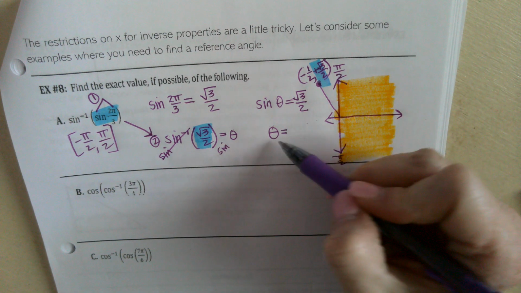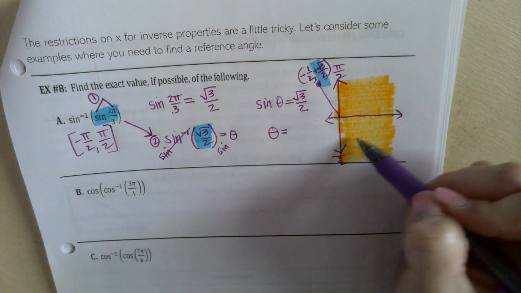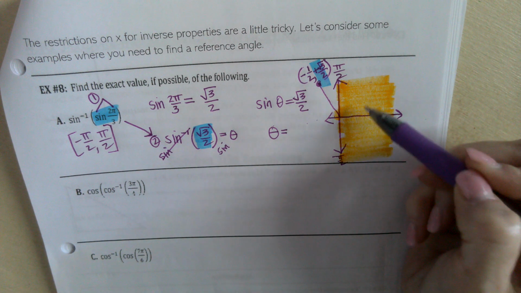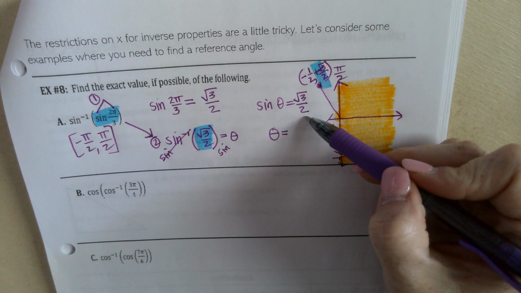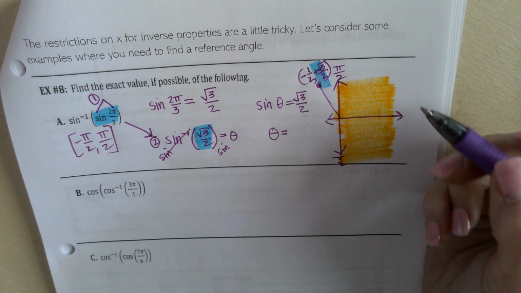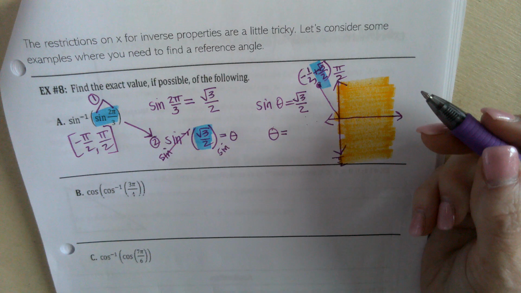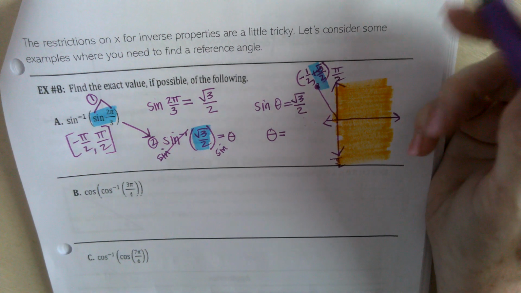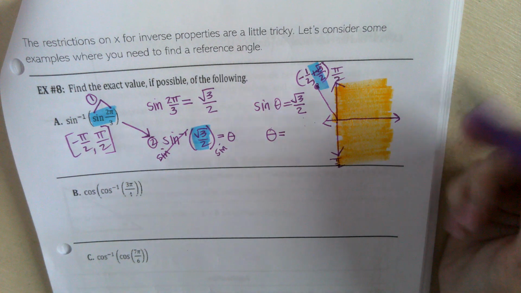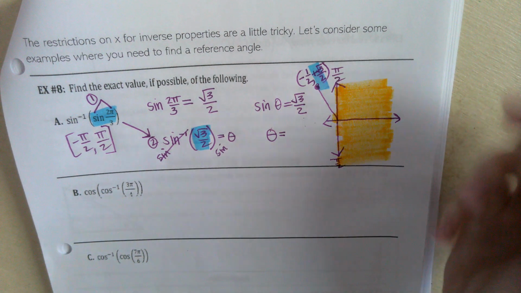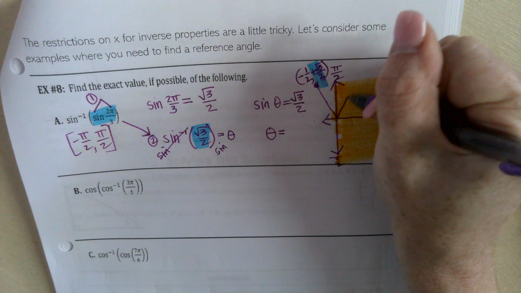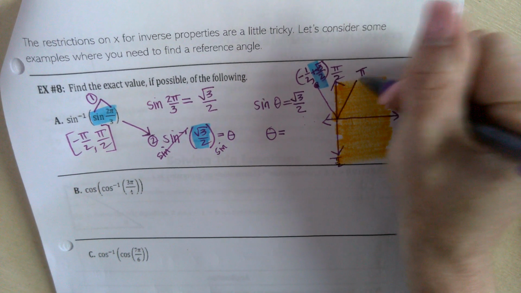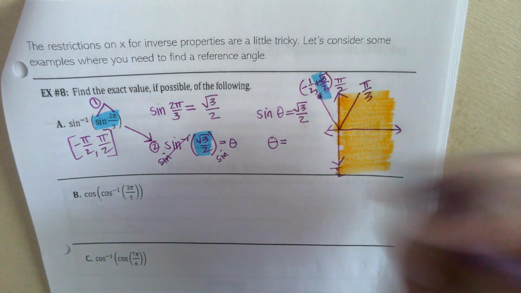Is there any angle on this unit circle that falls in quadrant 1 or 4 that gives me a y value of positive root 3 over 2? Fourth quadrant. Huh? Fourth quadrant. Nope. Fourth quadrant has a negative y value. I want a positive y value. That's going to be up here at pi over 3.